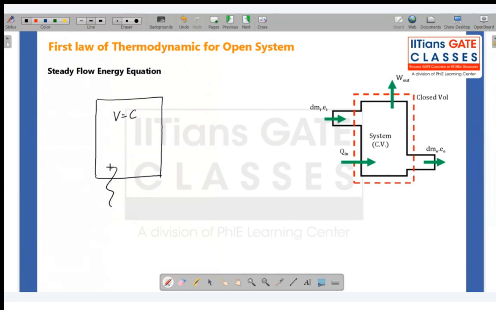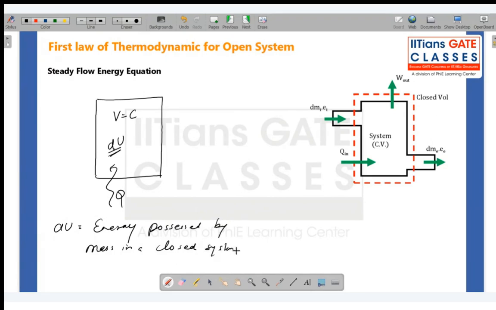Okay. So whatever heat I am giving, that heat is basically stored in terms of internal energy only. Internal energy is energy possessed by mass in a constant volume, or a closed system, where there is no extra mass coming in. How much energy? dU. The mass that has that energy will only store dU. But here, whatever mass is there will store energy in the form of U.